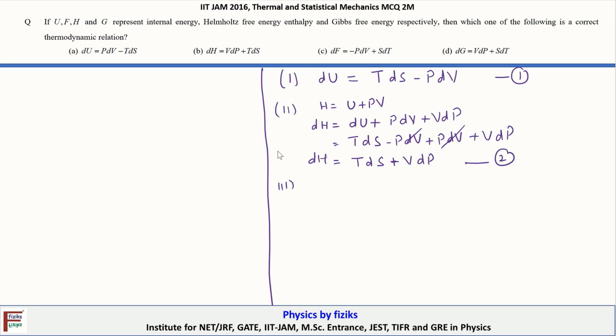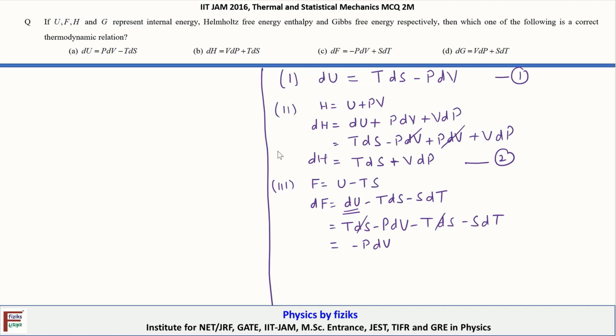Similarly, the third thermodynamic potential is the Helmholtz free energy, F equal to U minus TS, and from here I can immediately write dF equal to dU minus TdS minus SdT. Now again substitute the value of dU, so that is TdS minus PdV minus TdS minus SdT. TdS and TdS cancel with each other, and we are left with a very simple result, minus PdV minus SdT. Let's call this equation 3. That is dF basically.